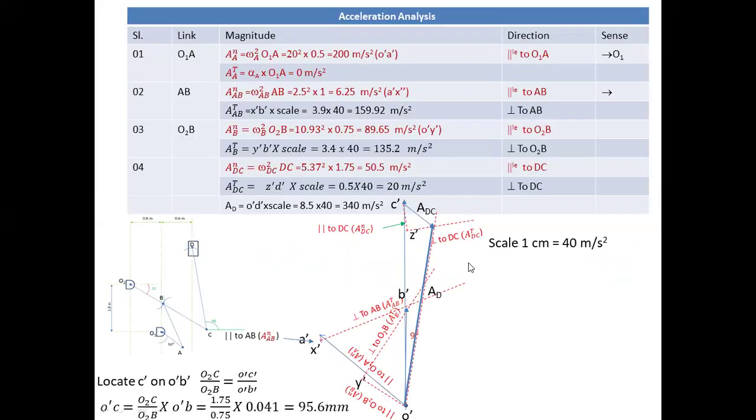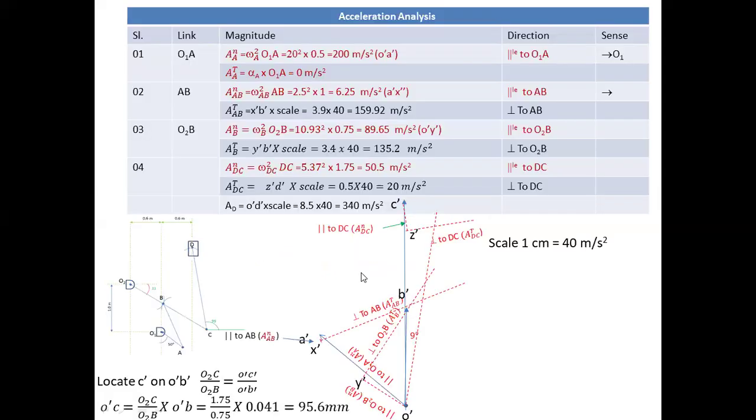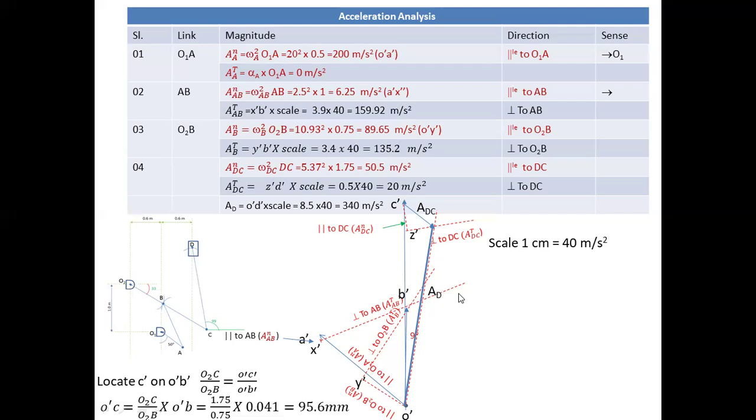And the angular acceleration of CD is the tangential component upon CD. So what is the tangential component? This is 20, that is 0.5 centimeter. So 20 upon 1.75 meter. So that will give 11.428 radian per second square. So in this way, we can calculate the acceleration of slider D and the angular acceleration of CD. Okay. So this is the overall process to plot the velocity and acceleration diagram for these 6 links.